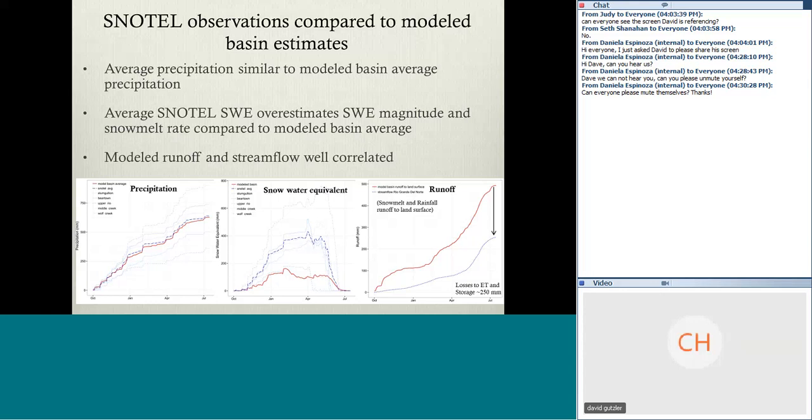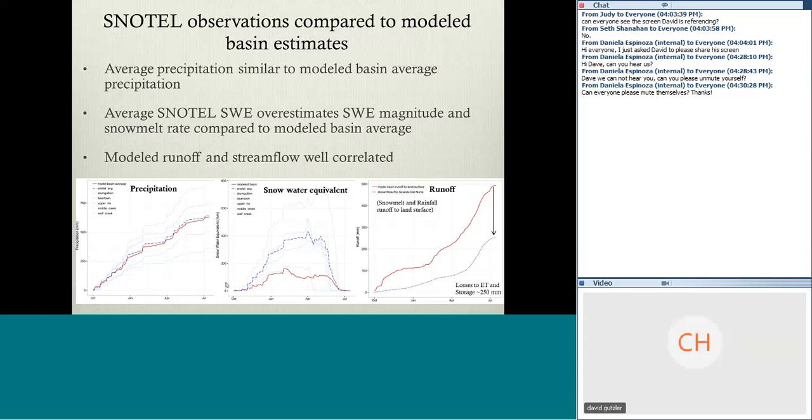And so these plots represent essentially a comparison between what the average SNOTEL gauge is showing compared to our modeled average for the entire Rio Grande headwaters. The red line on these graphs represents the modeled value that's averaged across the basin, and the dark blue dashed line represents the average of these five different SNOTEL gauges that are in the headwaters. So you can see this cumulative precipitation, our average model precipitation is actually fairly close spatially compared to the average of these SNOTEL precipitation measurements.